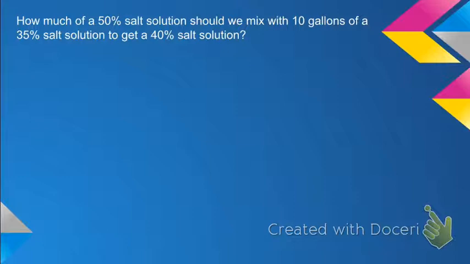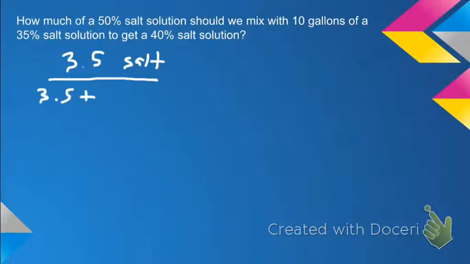So a 35% saltwater solution means if there's 10 gallons of it, you have 3.5 gallons of salt over 3.5 gallons of salt plus 6.5 gallons of pure water. So that's total. So 35% salt solution is 3.5 parts salt to 10 parts total water and salt. So that's what we currently have, and we want to get it to 40% solution.